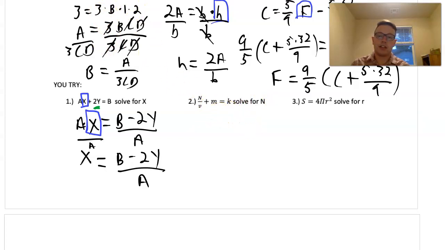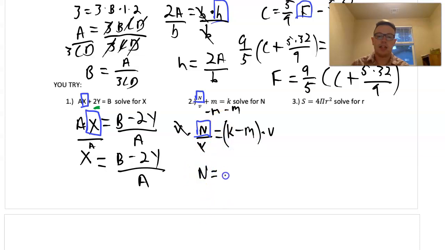Right, so we're trying to solve for n. How would we do that? Well, we have this m that's over here. It's attached by addition, so we're going to need to subtract m. We're left with n over v is equal to k minus m. We've gotten rid of the m, but we still need to get rid of the v. How's the v hanging on to the n? It is being divided. So we're going to need to multiply by v to get rid of it. So what does that leave us with? That leaves us with n is equal to v times k minus m.